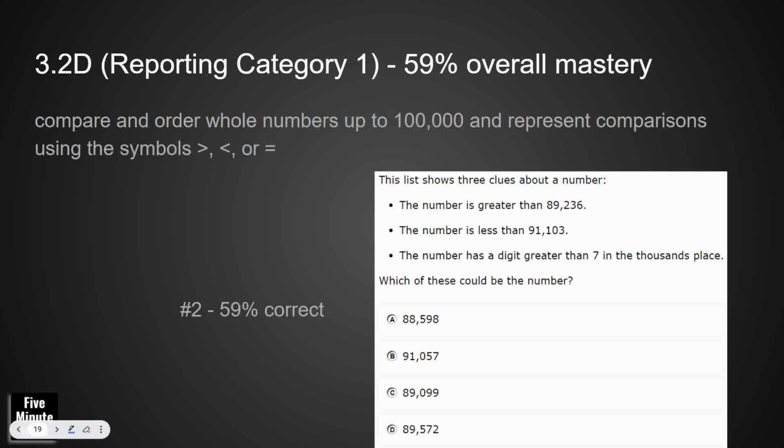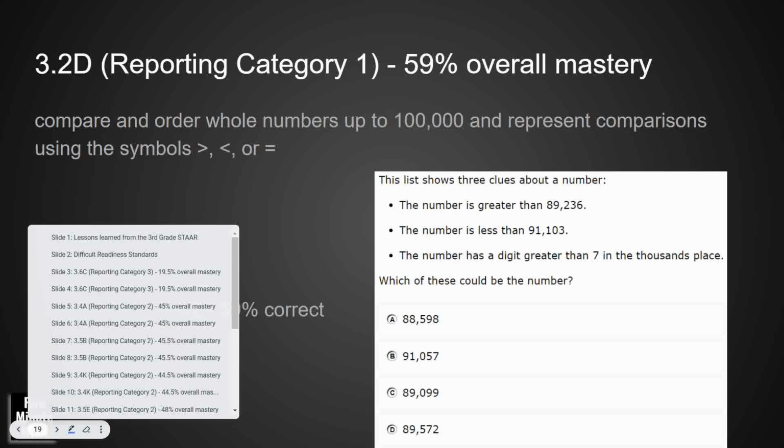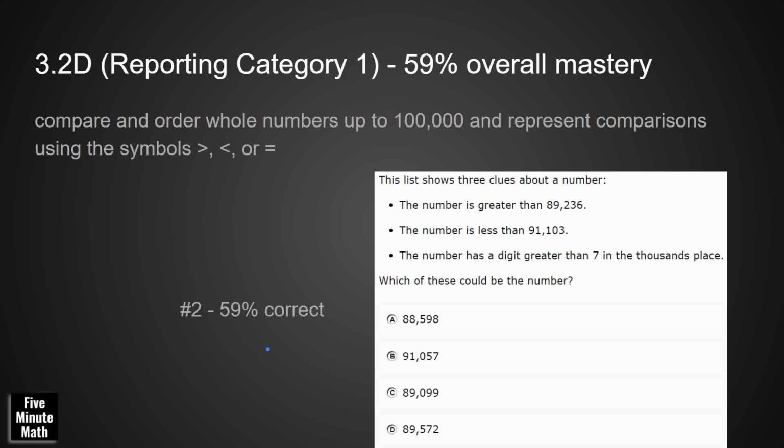And then finally, we've got 3.2D, and we are looking at comparing and ordering numbers, and we have a mystery number here. So the number is between these two numbers. I'm going to just draw a number line here. I'm going to include 89,000, and I'm going to include this right up here, 91,000. I just want some big round numbers.